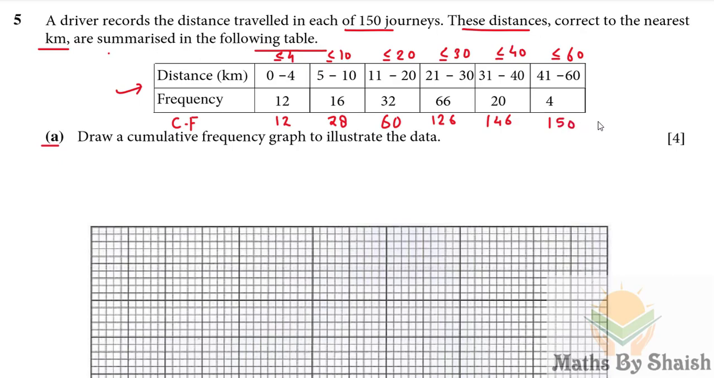Now we got from here two data. On the horizontal axis we'll mark these points, and for the cumulative frequency on the y-axis we have 12, 28, 60 and 126, 146 and 150. So once we have all this data, I will draw it here.